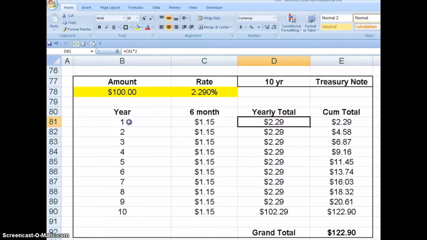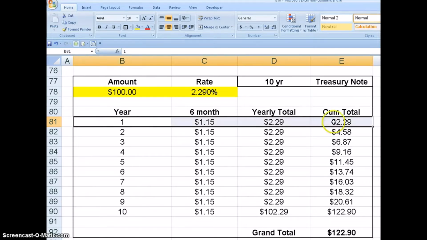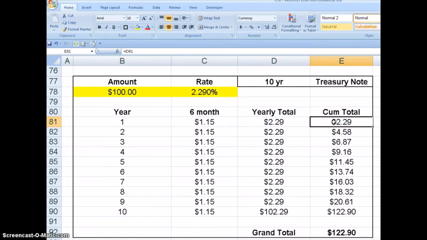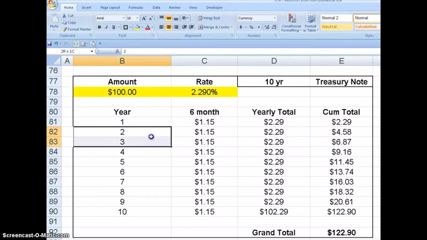So for the first year, that's this row, that's what you get, $2.29. And second year, same thing. You get $1.15 every 6 months, $2.29 a year, and then adding that to this total, just keeping a running total here. Second year, you'd have $4.58. So you go on and on like that for all the years.